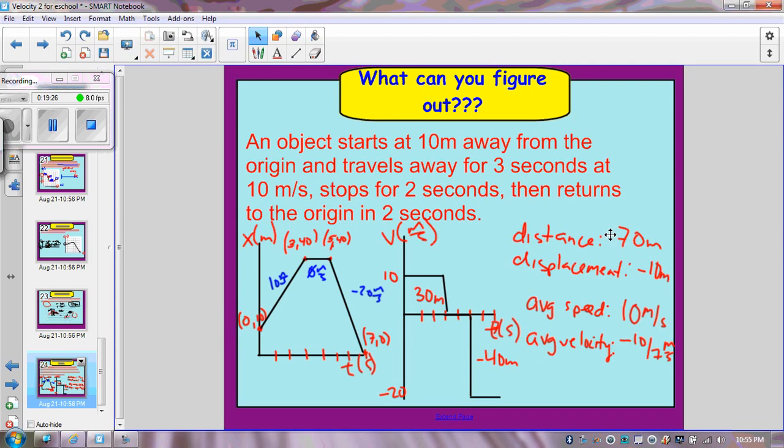The distance, on the other hand, or ground covered, is 70 meters, because the object started at 10 and went up to 40, which is 30, stayed still, and then went back to the origin for 40, for a total of 70. The average speed, remember, is distance over time, so 70 meters in 7 seconds is 10 meters per second. Average velocity, on the other hand, is displacement over time. So negative 10 meters divided by 7 seconds is negative 10 sevenths meters per second. I kept it in fraction. You can also put it in decimal as well. Either way is fine. So approximately negative 1.43 would have been the decimal version of that.